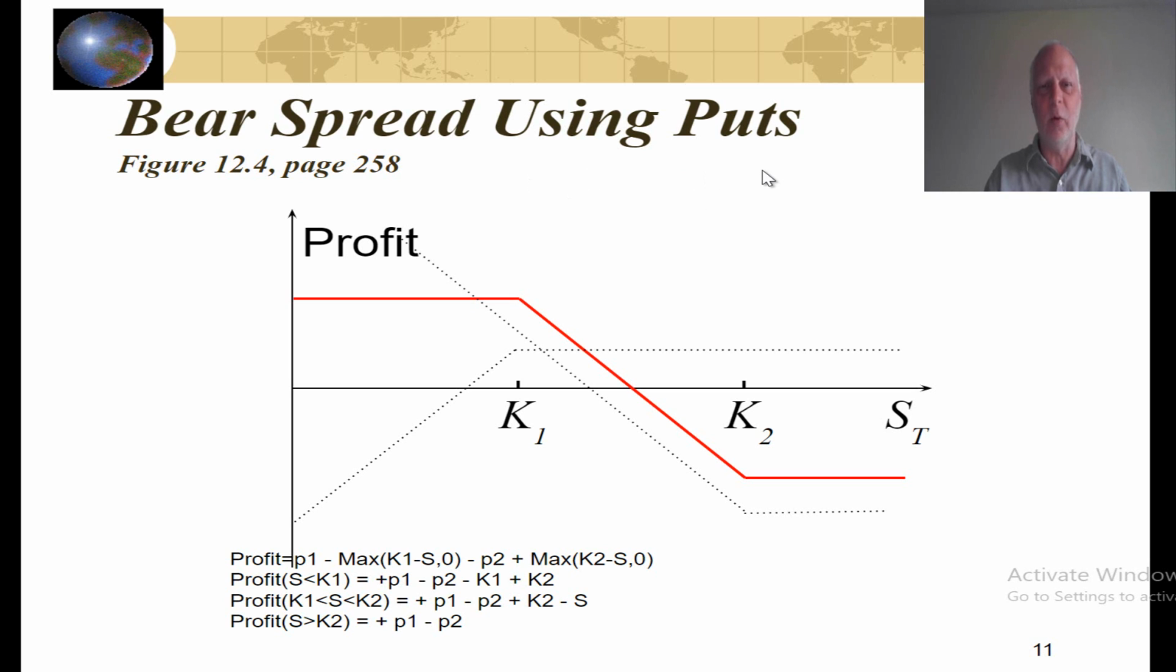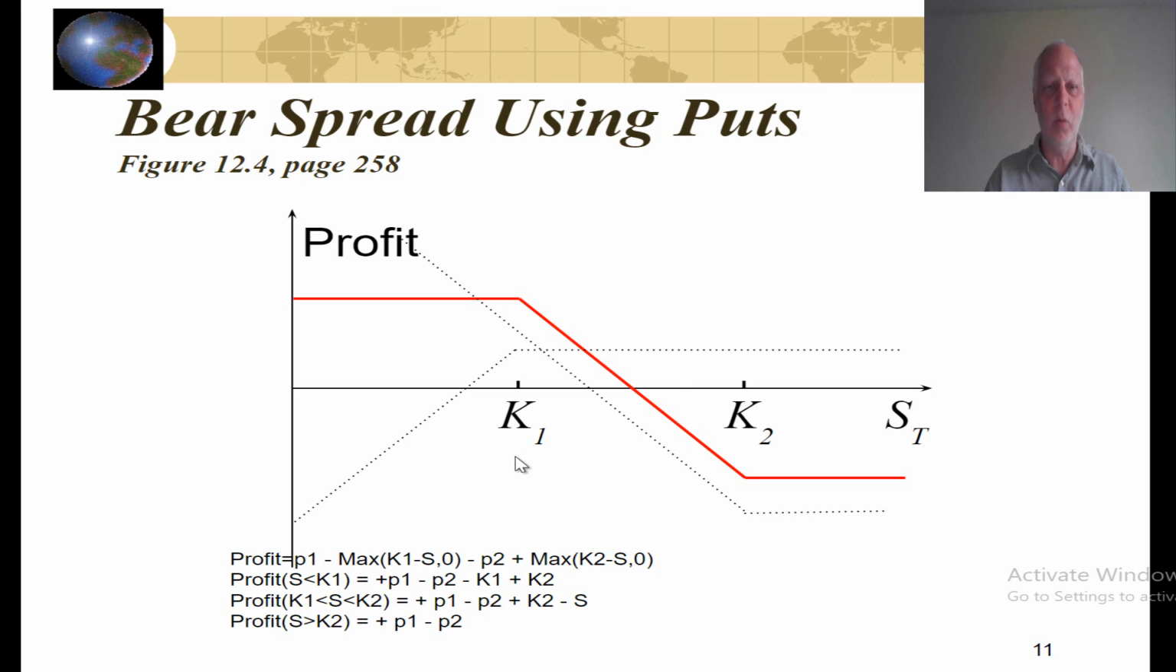And for a bear spread using puts, now we will reverse the order, and we will buy a put with a strike price K2, go long with that put. We will sell a put with a strike price K1, go short this put. So our profit is going to equal, well, we sold this one, so we get P1 minus maximum of K1 minus S comma 0. We bought at P2, so we get minus P2 plus maximum of K2 minus S comma 0.